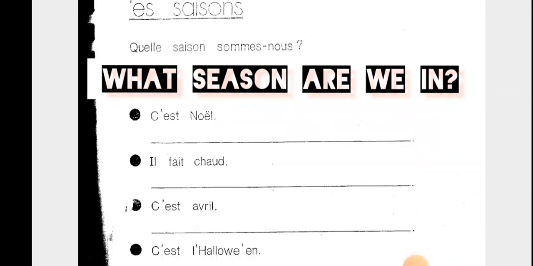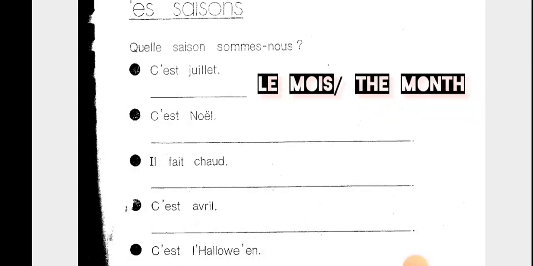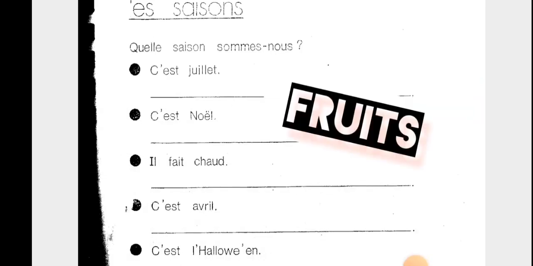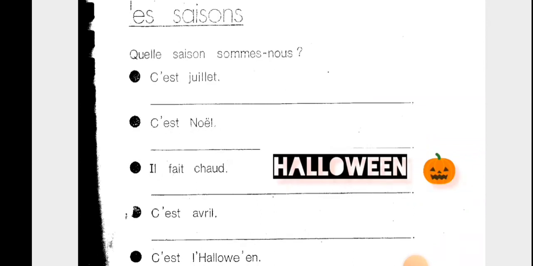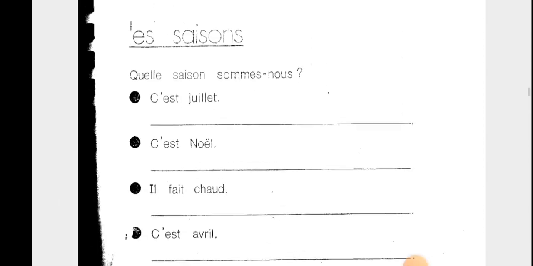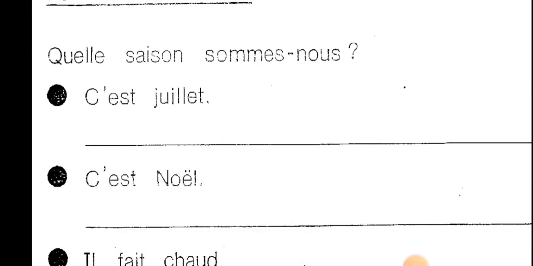So you're going to have sentences, some of them indicating the months, some of them indicating the fruits, some of them indicating special events which are particular to the specific month. And again, your task right here will be to tell us what month or what season this is. Like in the first one, the first sentence. Can you try to read? Yeah, of course, we read it. C'est juillet.